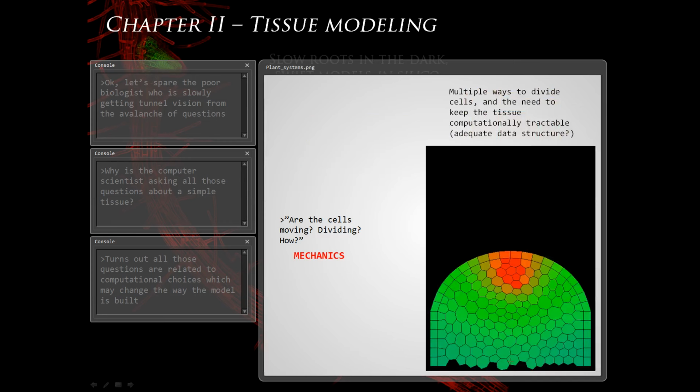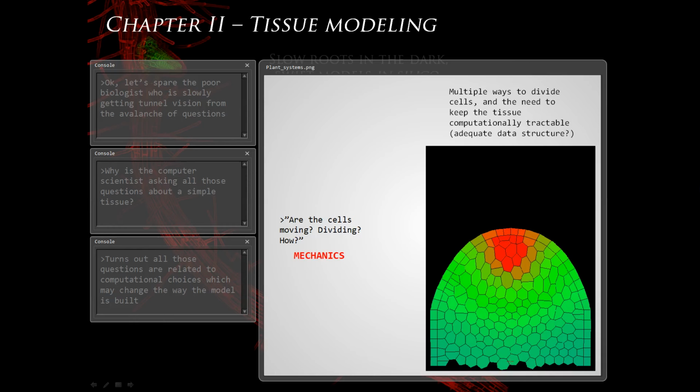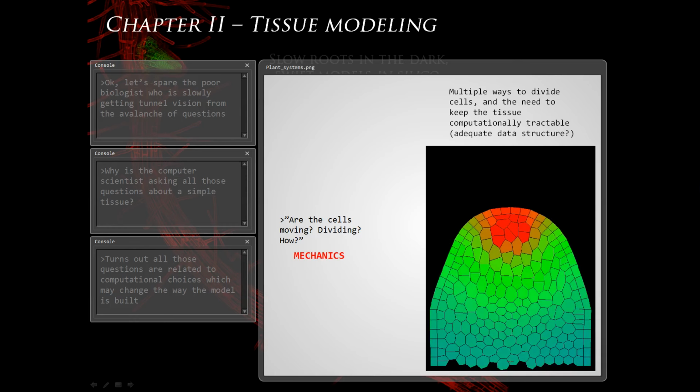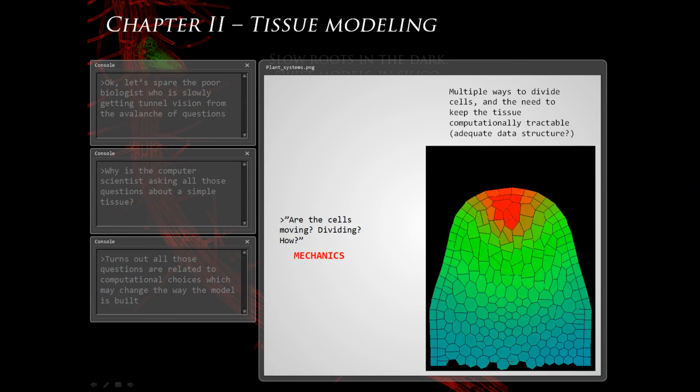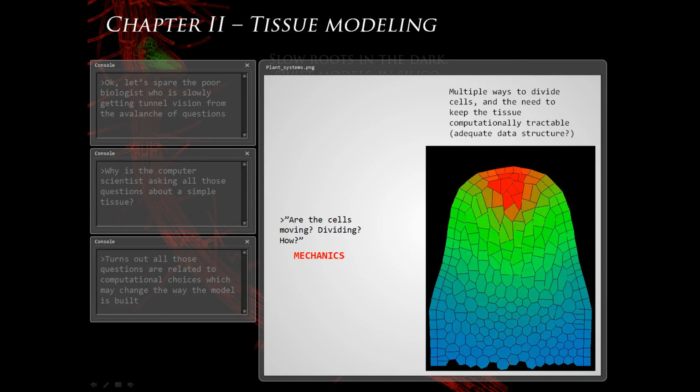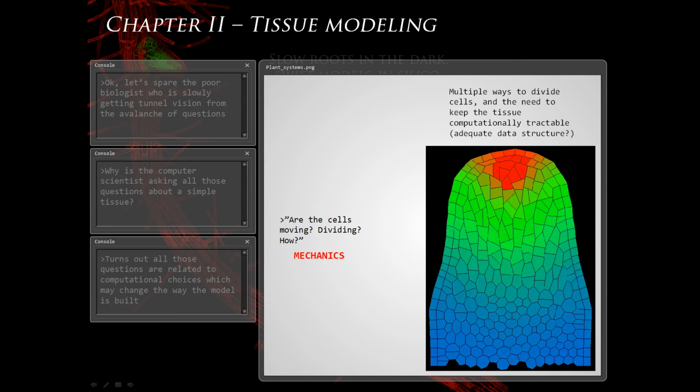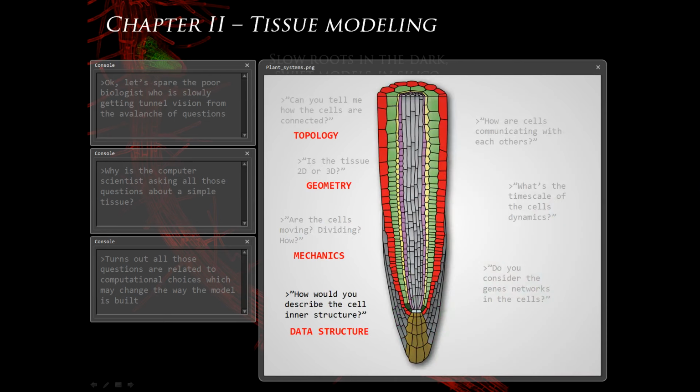And there are also multiple ways to divide cells, and you also need to keep the tissue as a computationally tractable data structure, meaning that you need to be able to track all the changes in neighborhood between cells due to cell division and cell movement. This can be difficult in 2D, and it's much more difficult in 3D. So this brings us to the data structure.